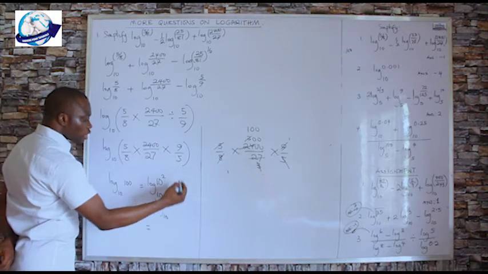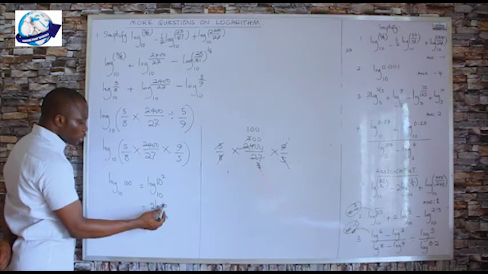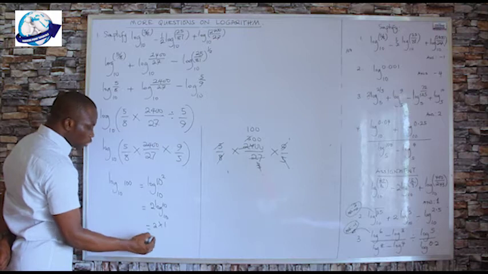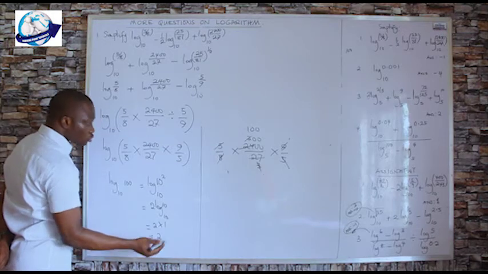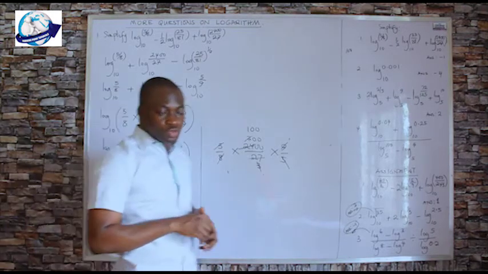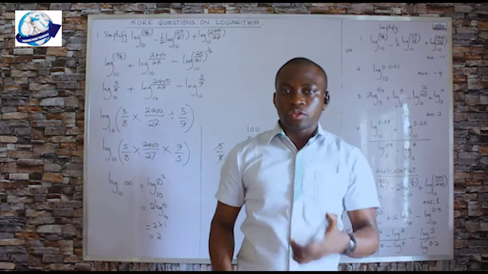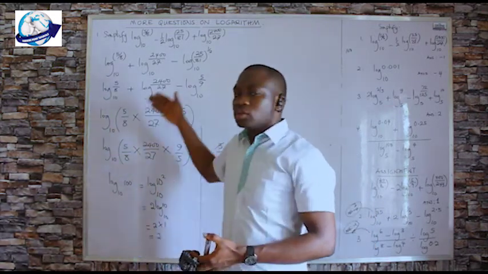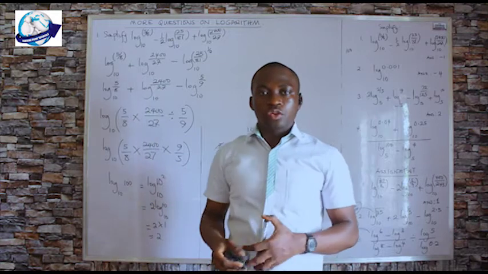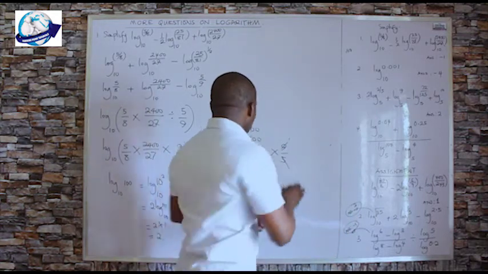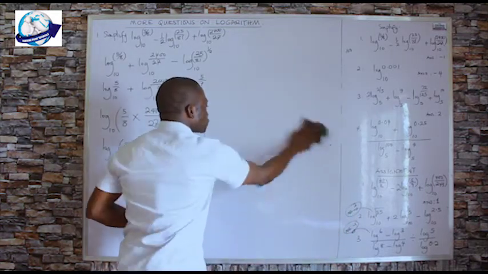And of course, you know that every log into its own base is 1. Log 10 base 10 is 1. You get 2 times 1, and the answer is 2. Now, if this is well understood, you can still rewind this video and go over again if you don't understand my explanation. I want to take you to the next question before us on the board.